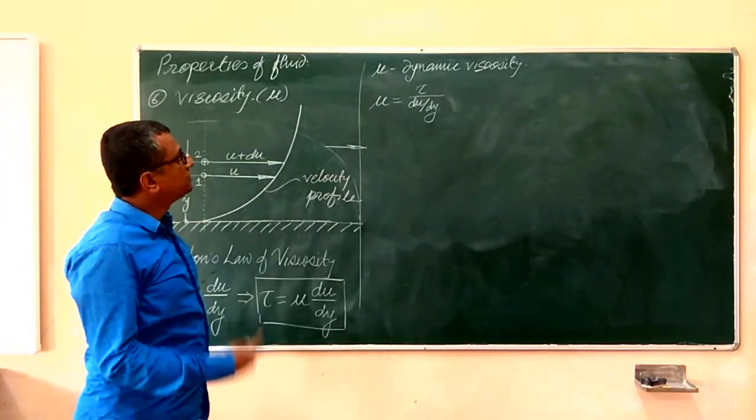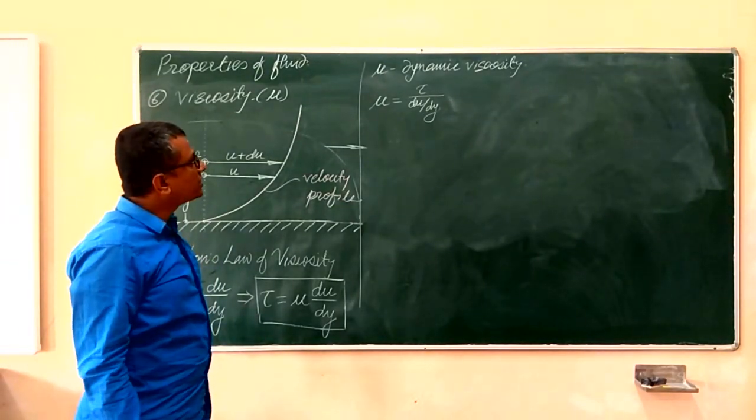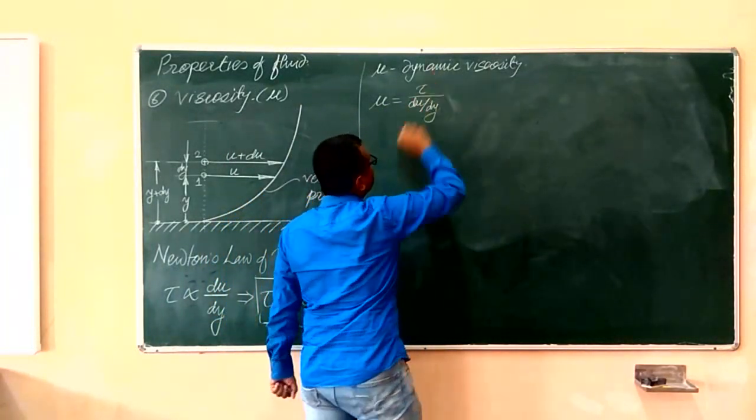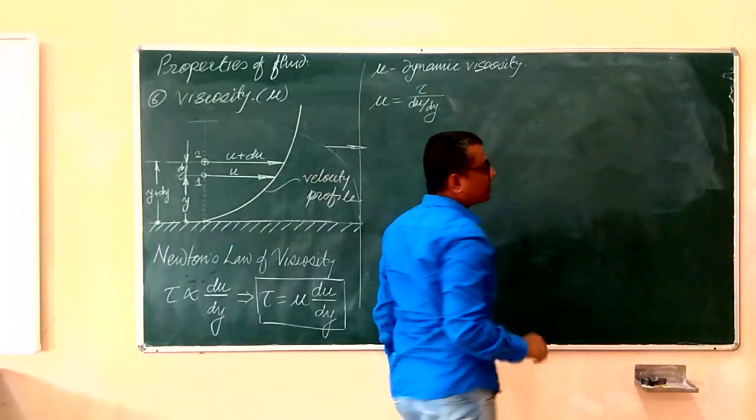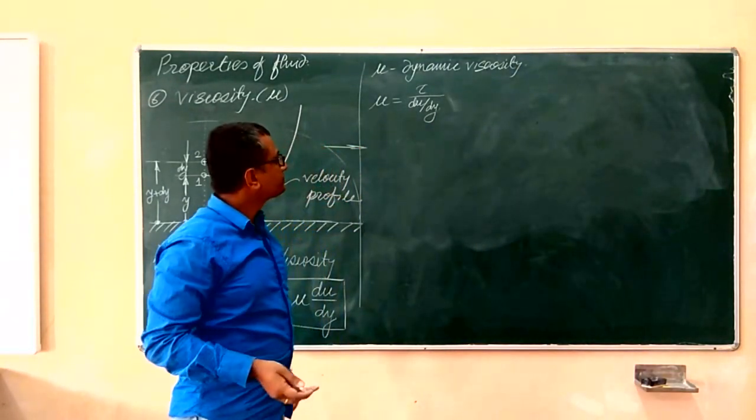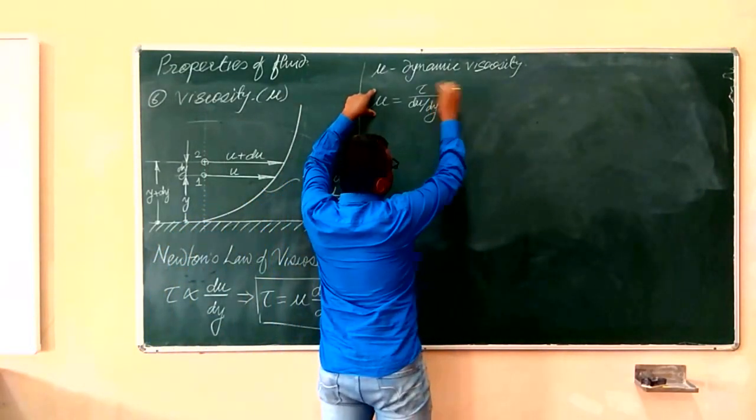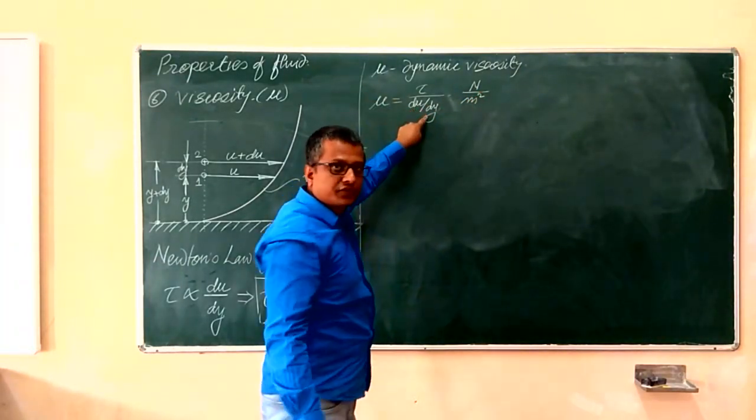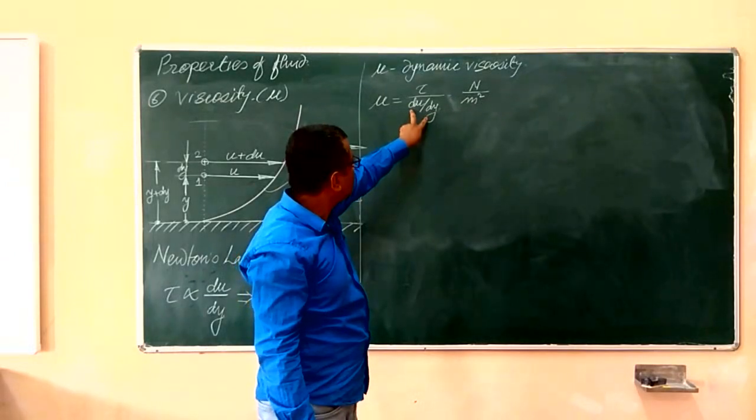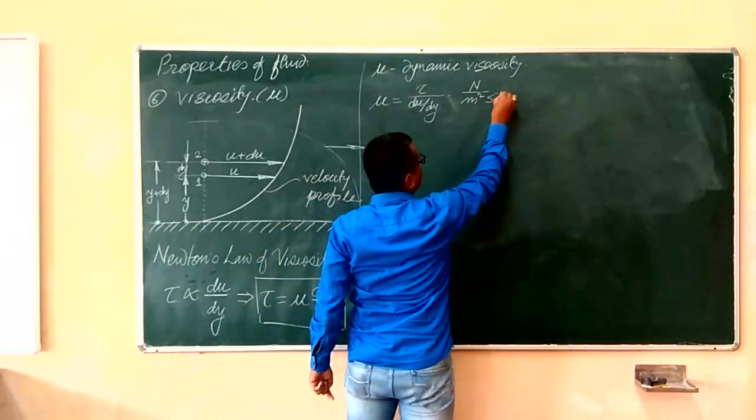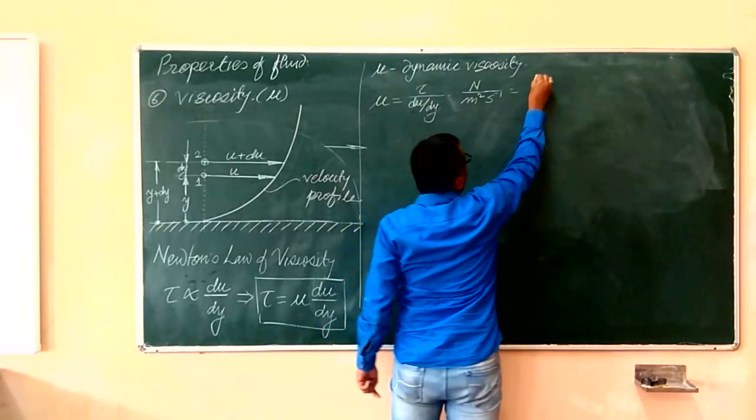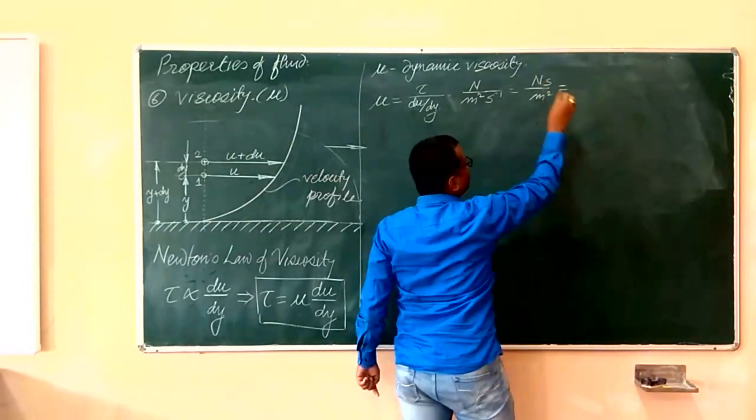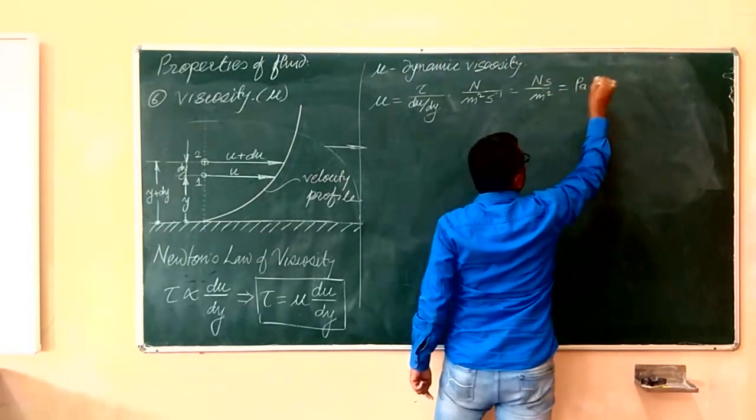From this equation, we can predict the SI unit used for the measurement of dynamic viscosity. This term dynamic viscosity is also known as the coefficient of viscosity, or simply viscosity. So the SI unit will be: the shear stress is measured in Newton per meter square, and the SI unit for the velocity gradient du by dy, as we have already seen, is second inverse. So it will be Newton second per meter square, and since Newton per meter square is Pascal, it is Pascal second.